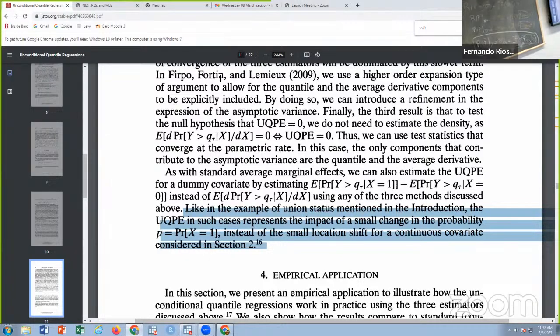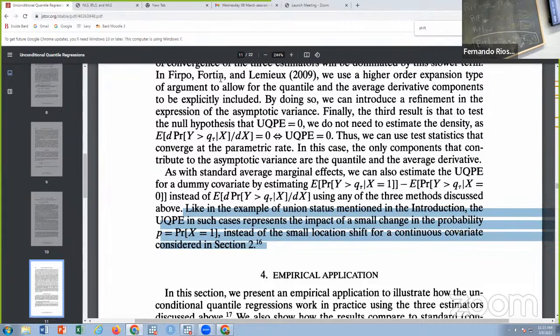Well, here is what is important: in the example of union status, the unconditional partial effect, which is the treatment effect that we're interested in, represents the impact of a small change in the probability of being unionized, instead of a small change on the location of a continuous variable. So it's not that we can talk about everybody increasing one unit. It is that we need to talk about the probability that they are given one.